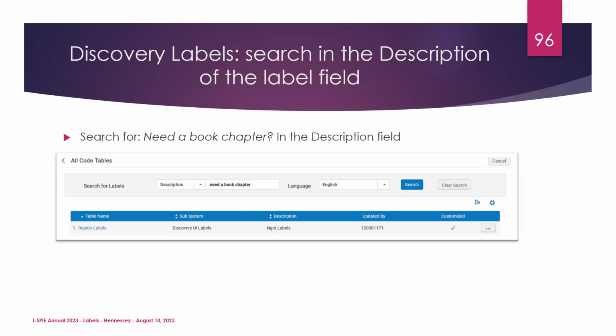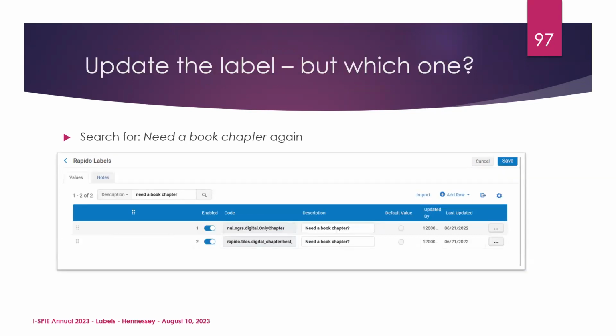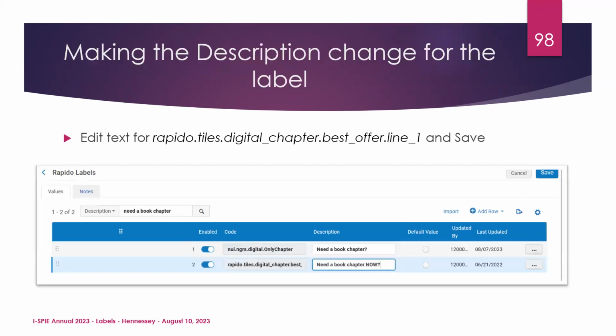So then I just have to go to that table. And I can either do view or edit, depending on what roles I have. And unfortunately, once you get in there, you just have to search it again. And so I'm inside of Rapido labels, and it actually gave me 2 results. So I have to figure out which one of those is the one that I want to update. So I made an educated guess here that it was going to be this second one.